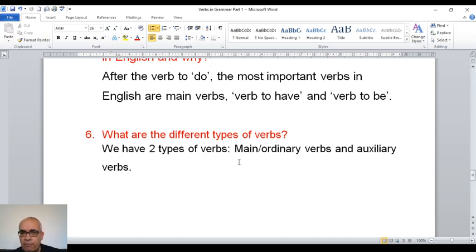So don't feel confused and feel it's too much for you. No. We have main verbs and we have auxiliary verbs. But under main verbs we have other types of verbs, and under auxiliary verbs we have other types of verbs. And also main verbs have different names and auxiliary verbs have different names. But for now, all you have to know, we have two types of verbs: main verbs and auxiliary verbs.